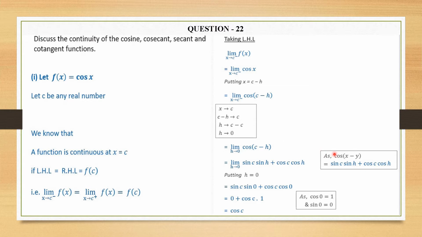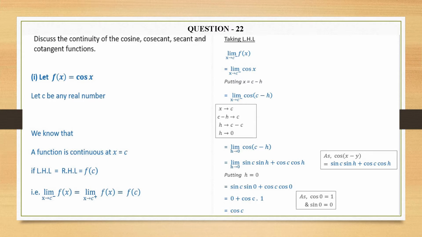Now what is the formula for cos(a minus b)? It is cos a cos b plus sin a sin b. So when you put the limit, we get sin c times limit h approaches 0 of sin h, plus cos c times limit h approaches 0 of cos h. And you know that the value of sin 0 is 0 and cos 0 is 1. So we'll get it as cos c.